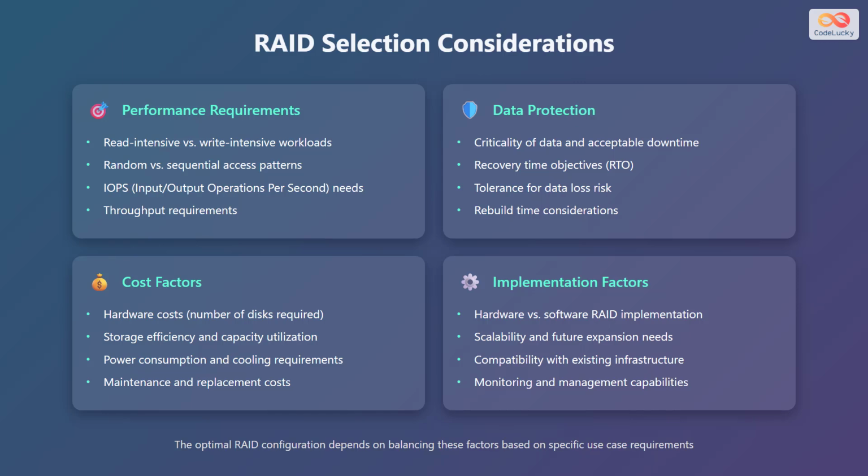The third consideration is cost factors. Determine your hardware costs and how many number of disks you need. Also consider the storage efficiency and power consumption of the disks. The fourth and last consideration is implementation factors. Determine what type of RAID implementation you need: hardware implementation or software implementation. Also, keep in mind the scalability and future expansion needs. Compatibility with existing infrastructure is also an important factor. The optimal RAID configuration depends on balancing these factors based on specific use case requirements.